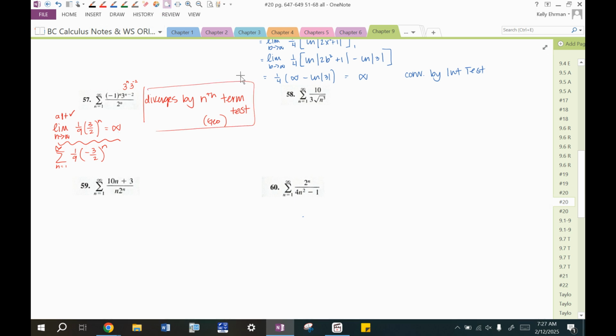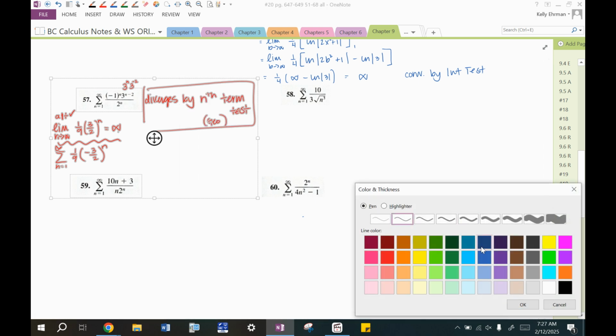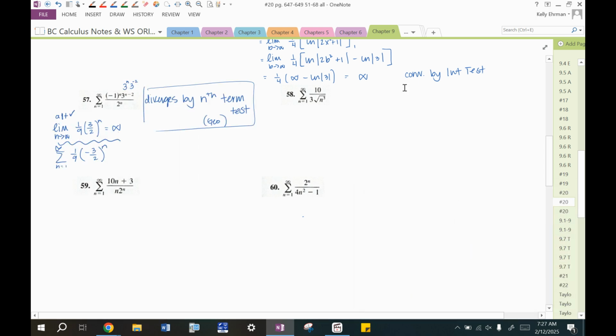All right, let's take a look at, hold on, my color coding's off. That's going to bother me. I like to alternate so it doesn't run together. Okay, so now I'm ready for this one.